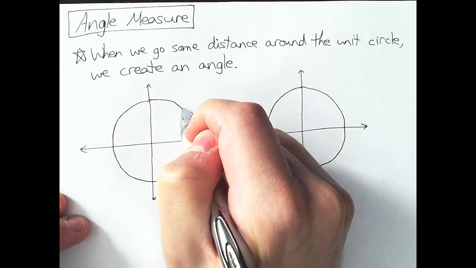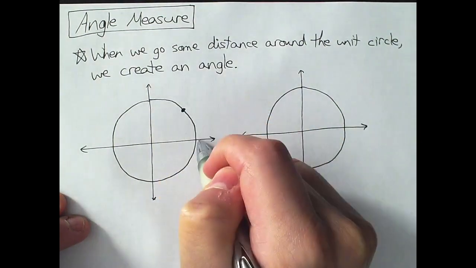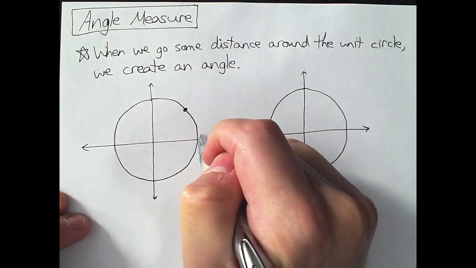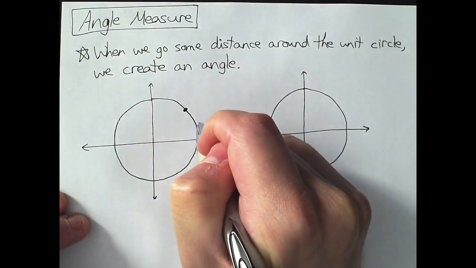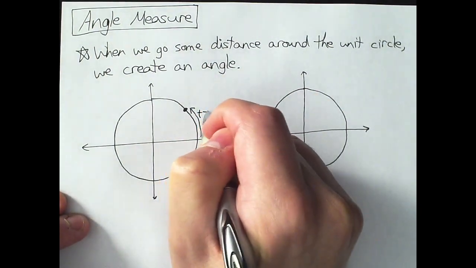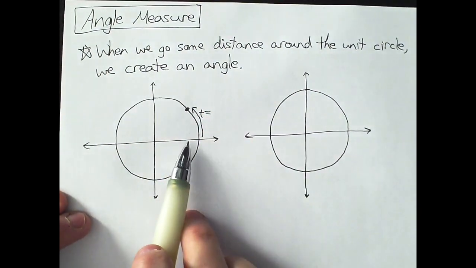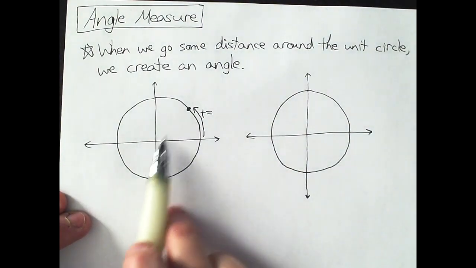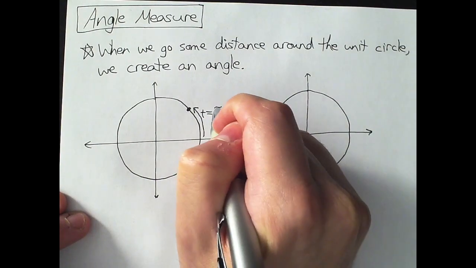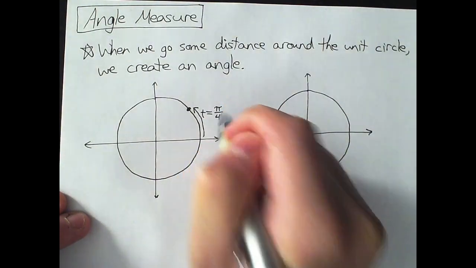So what if I went, we use our usual starting point on the unit circle, and we go counterclockwise if it's a positive t value. So let's say I go t equals, can you figure out what t value I'm doing based on where this point is? Pi over 4. All right, so that's one of the common t values that we've looked at.